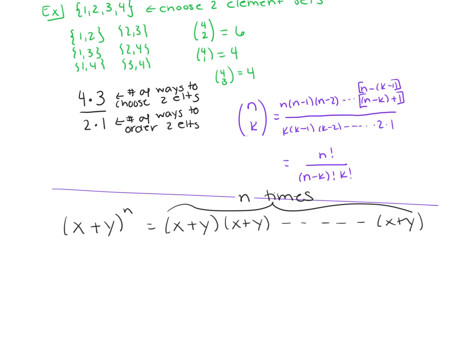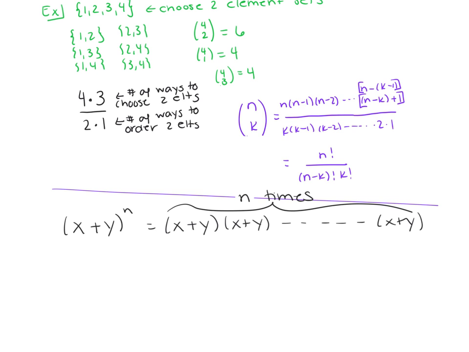What do I want to ask first? Each term in this expanded binomial comes from a combination of x's and y's. In each binomial, you're either multiplying by the x or the y. So all of the possible ways to choose x's and y's are all of the possible terms that you're going to get. So one thing you could do is multiply all the x's. How many ways are there to multiply just x's? One. Just one.